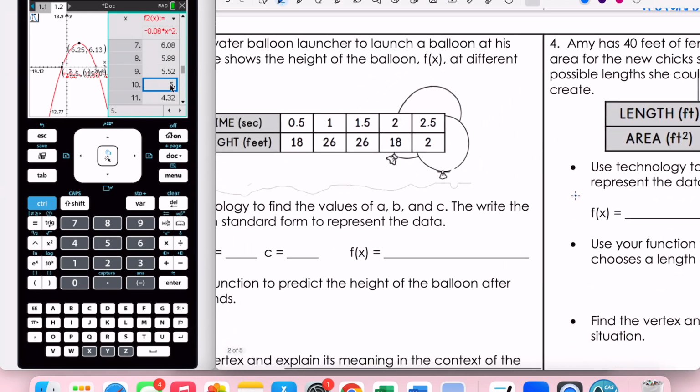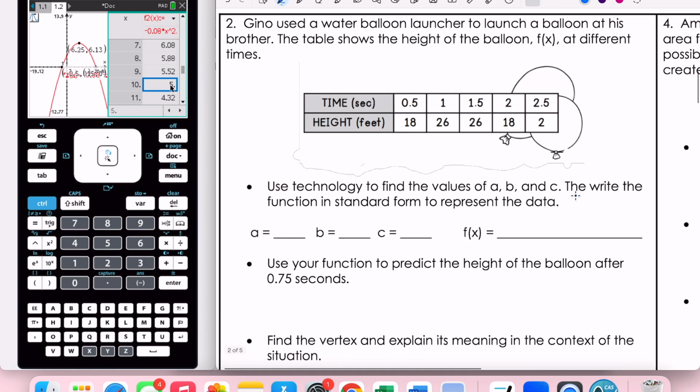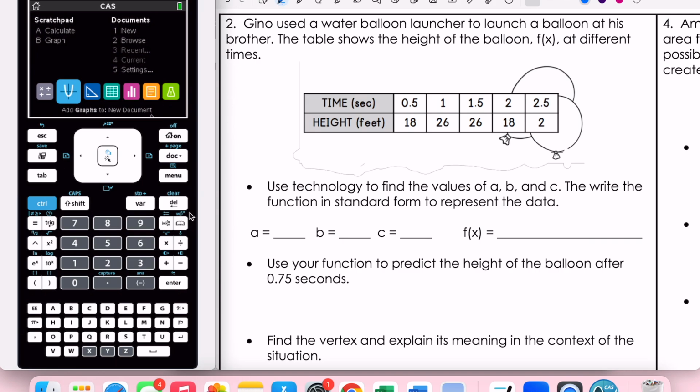Okay, next up, let's take a look at number 2. Number 2 says, Gino used a water balloon launcher to launch a balloon at his brother. The table shows the height of the balloon, f of x, at different times. So here, guys, we're going to start off by clearing out our calculator by pressing Control W. No, you do not want to save anything. You have to clear out your table every single time. So we want to use technology to find the values of a, b, and c, and then we will rewrite the function in standard form to represent the data.